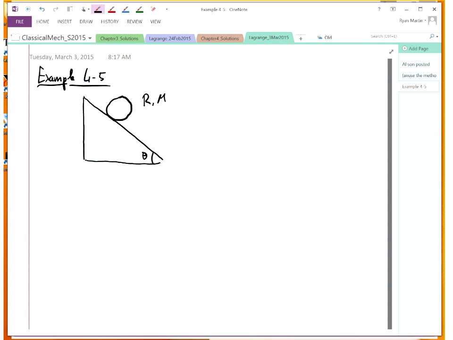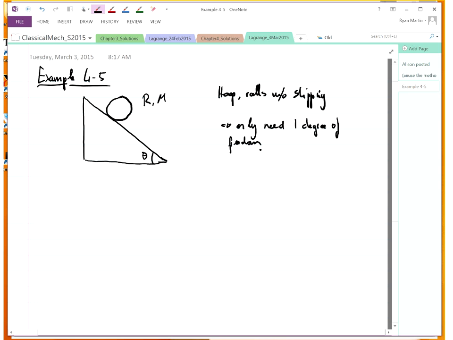And this problem only has 1 degree of freedom, right? You can describe it, since it rolls without slipping, so it's a hoop rolling without slipping. So we only need 1 degree of freedom.